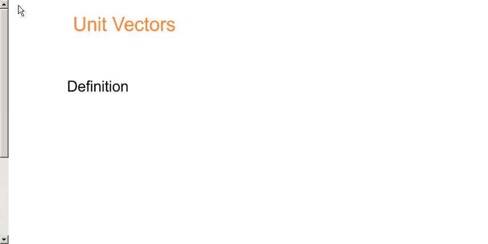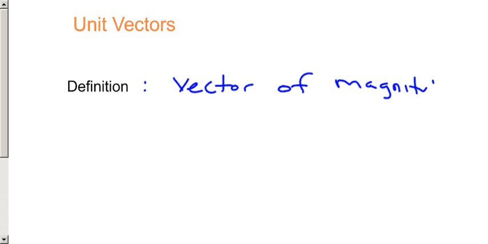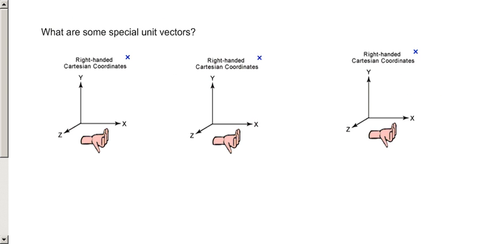All right, we're going to look at unit vectors right now. Unit vectors are special vectors defined to be such that it's a vector with a magnitude of 1. So a unit vector just has a length of 1. There are a couple of special unit vectors that we consider.